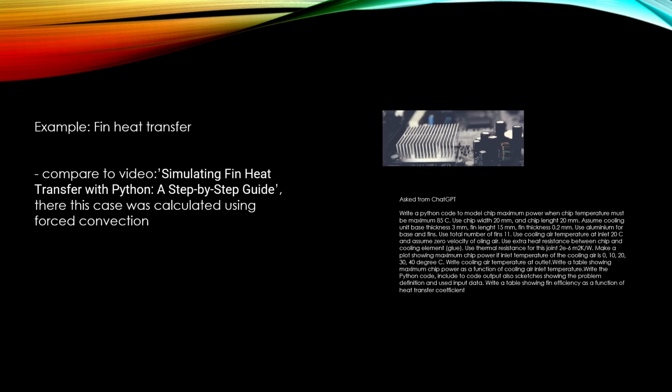Here we have a fin heat transfer example. This is the same case as was calculated earlier in a simulating fin heat transfer video. The basic question is that we have a chip and we are asking which is the maximum power of this chip when we want that the maximum temperature is below 85 degrees C. Here you can see the detailed description of this problem.